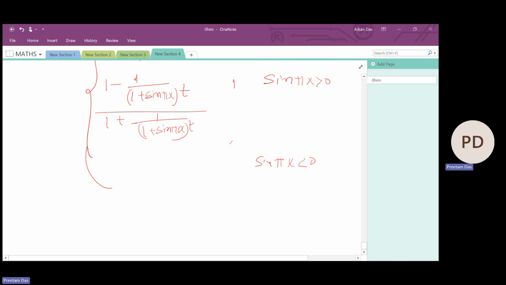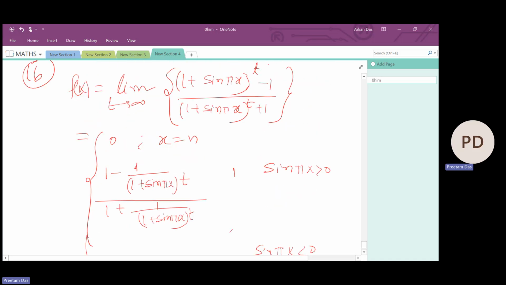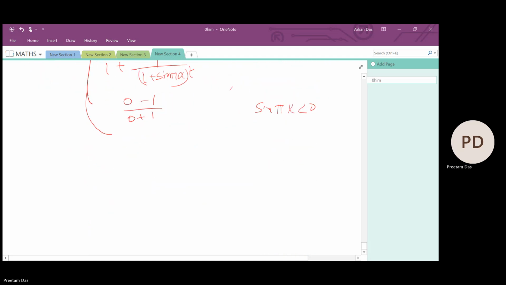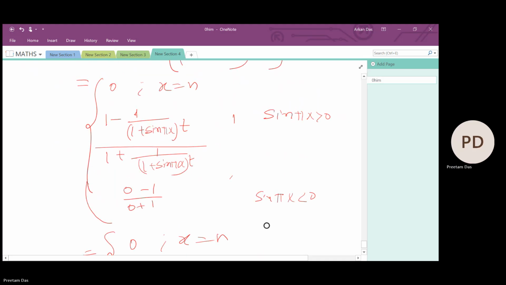What if sine pi x is negative? If sine pi x is negative, then this quantity itself will go to 0. So no need to do anything here, so 0 minus 1 by 0 plus 1. So what is the function now? It will be 0 if x is an integer. It will be 1 here because here both of them will become 0. 1 minus 0 by 1 plus 0 is 1.